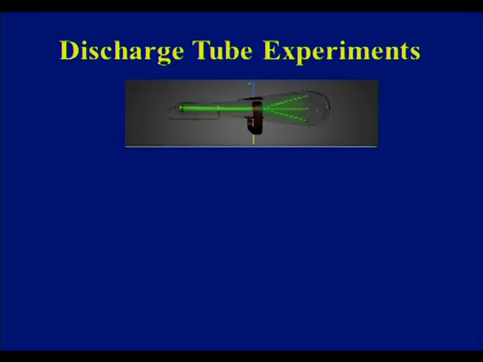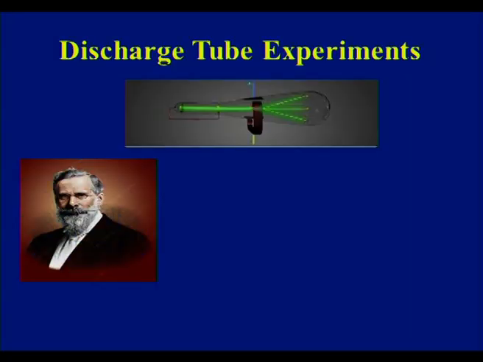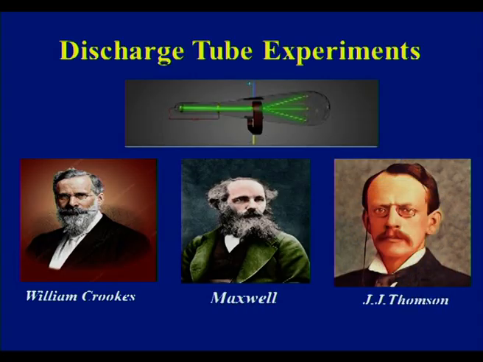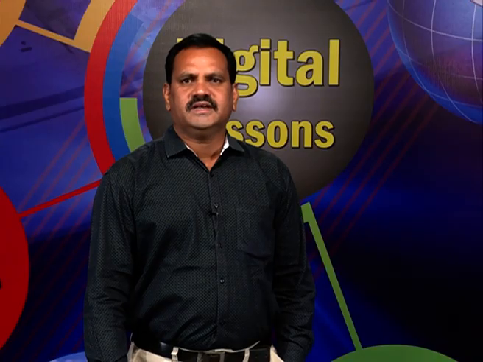Dalton could not explain why electricity is generated when we rub a glass rod or the surface of an ebonite rod. To explain the generation of electricity, various discharge tube experiments were done by different scientists like William Crookes, Maxwell, J.J. Thomson, and they discovered that there are some fundamental particles inside the atom.